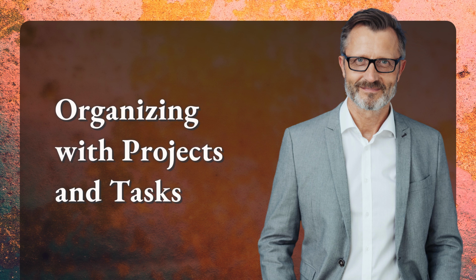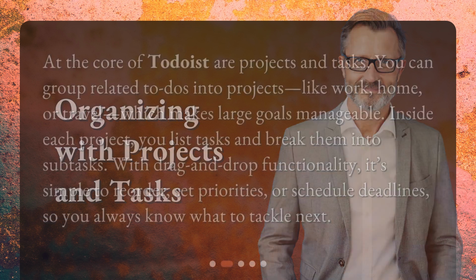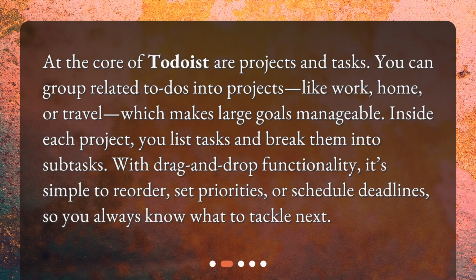Organizing with projects and tasks. At the core of Todoist are projects and tasks. You can group related to-dos into projects like work, home, or travel, which makes large goals manageable. Inside each project, you list tasks and break them into subtasks. With drag and drop functionality, it's simple to reorder, set priorities, or schedule deadlines, so you always know what to tackle next.